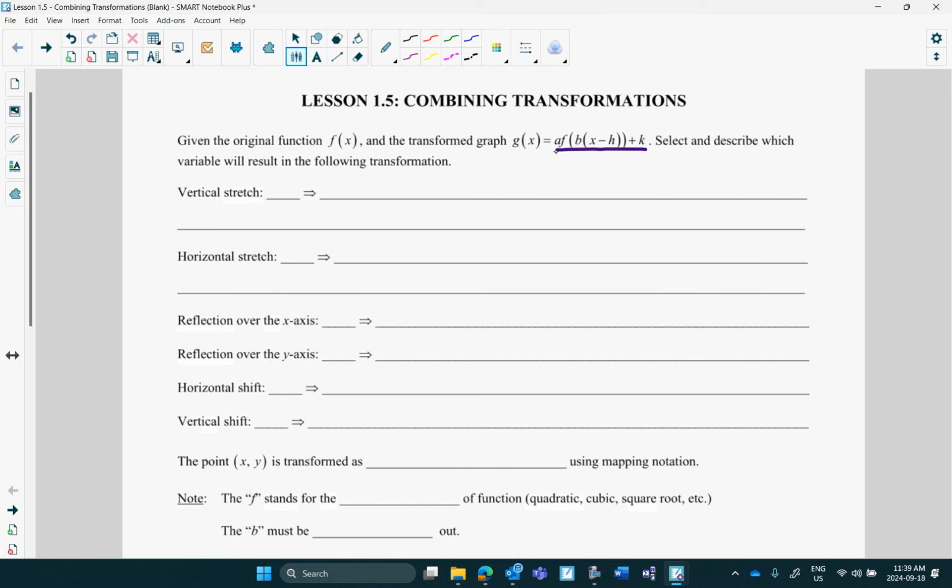So first of all, a vertical stretch. What letter causes a vertical stretch? A. So if there's a number in front, that means it's a vertical stretch by a factor of A. Actually, technically the absolute value of A, because if there's a negative in front, it means something else. Every y coordinate gets multiplied.